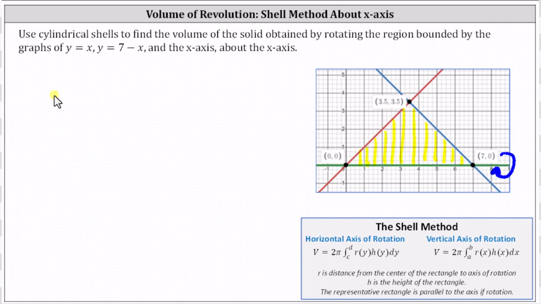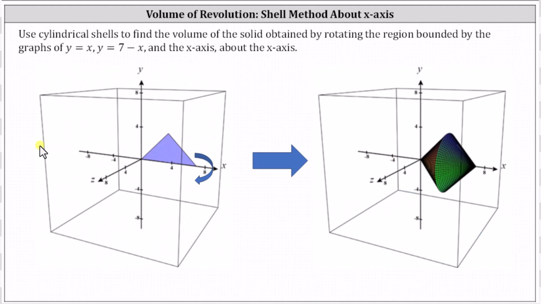And now let's take a look at this in 3 dimensions. On the left, we have the boundary region R graphed in 3D. And if we rotate this area about the x-axis, we obtain the solid shown here on the right. Our goal is to use the shell method to determine the volume of this solid.